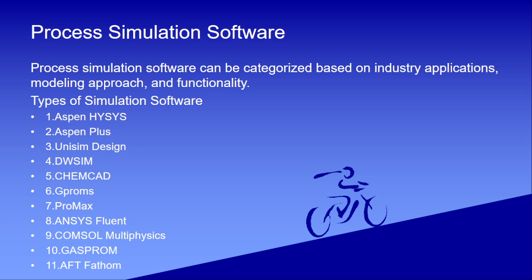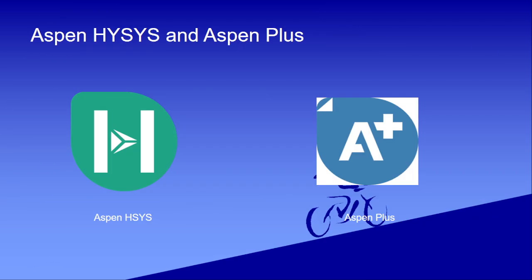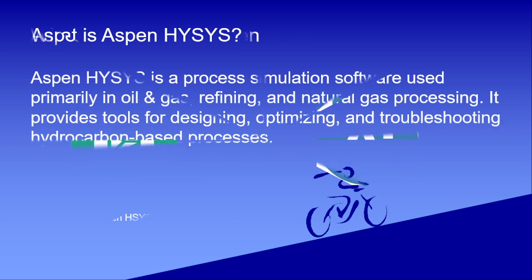Then you have the GPROM, ProMax, HYSYS Fluent and COMSOL, they are usually used for CFDs. Then the Gazprom and then AFT Phantom. All right, but our major focus is on Aspen HYSYS and Aspen Plus. All right, so these are the icons for them: the Aspen HYSYS with the H and then the Aspen Plus with the A. All right, so going further, what is Aspen HYSYS?